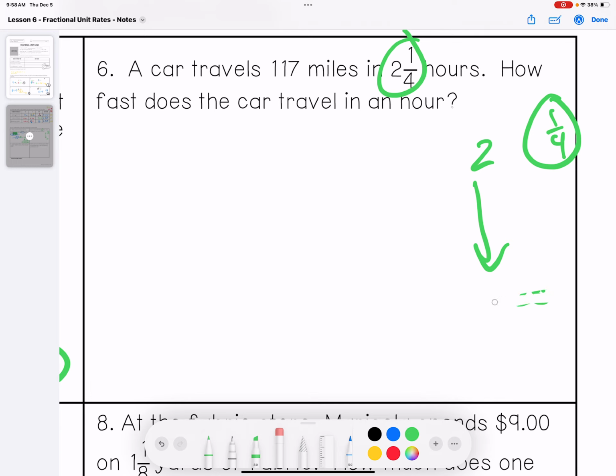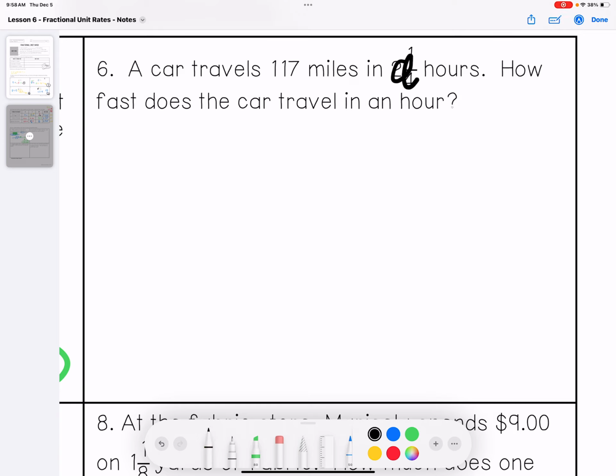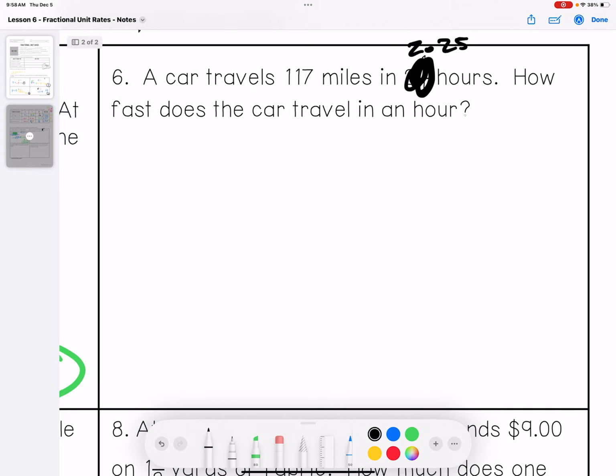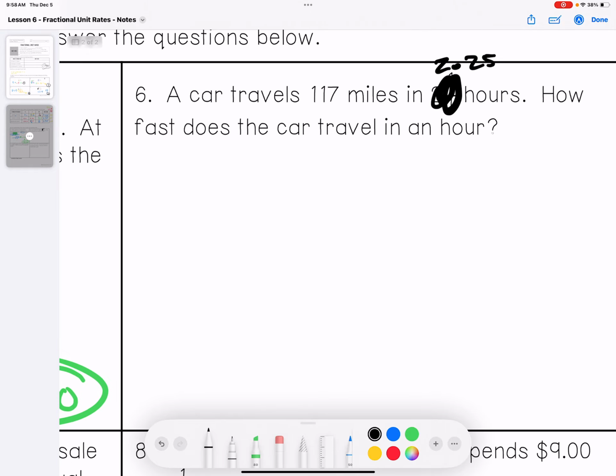So I am going to go ahead and convert that to a decimal, and I'm going to convert it to 2.25. A car travels 117 miles in 2.25 hours. So how do I figure out how fast it travels? Well, we know that cars travel miles per hour. So hours go on the what? The bottom.